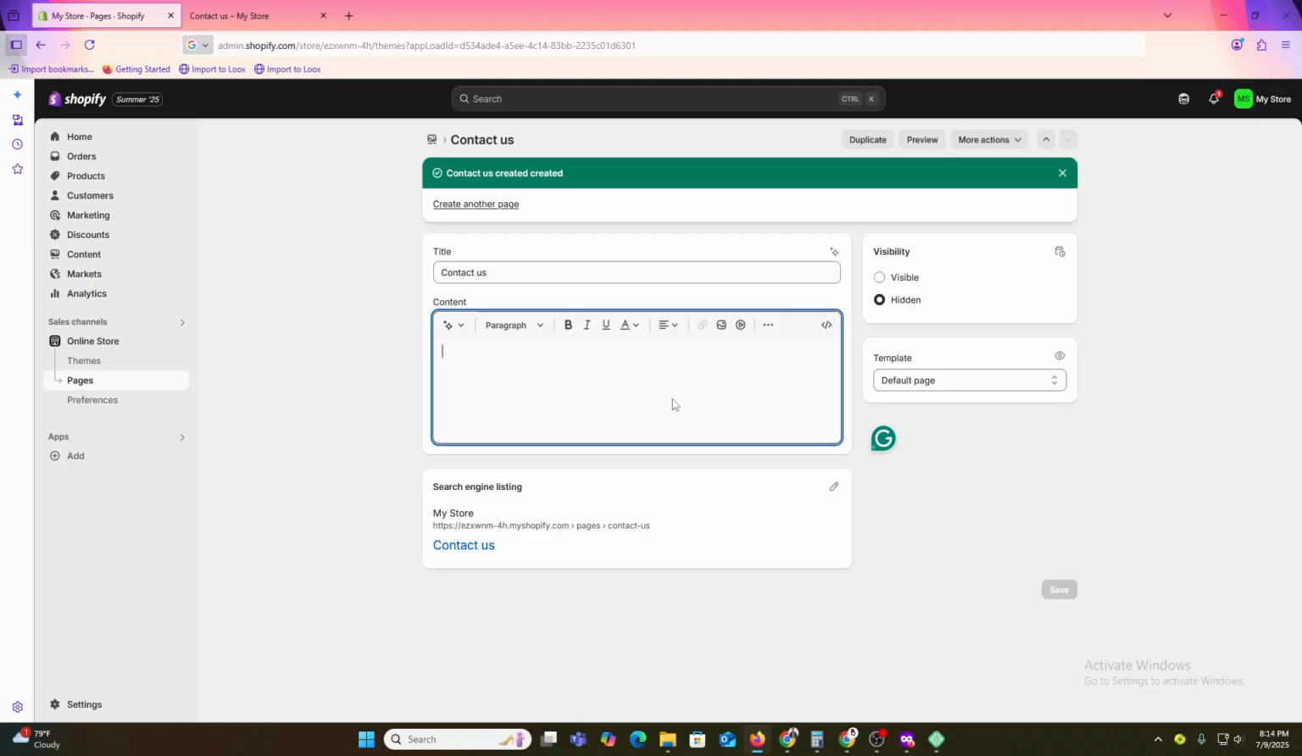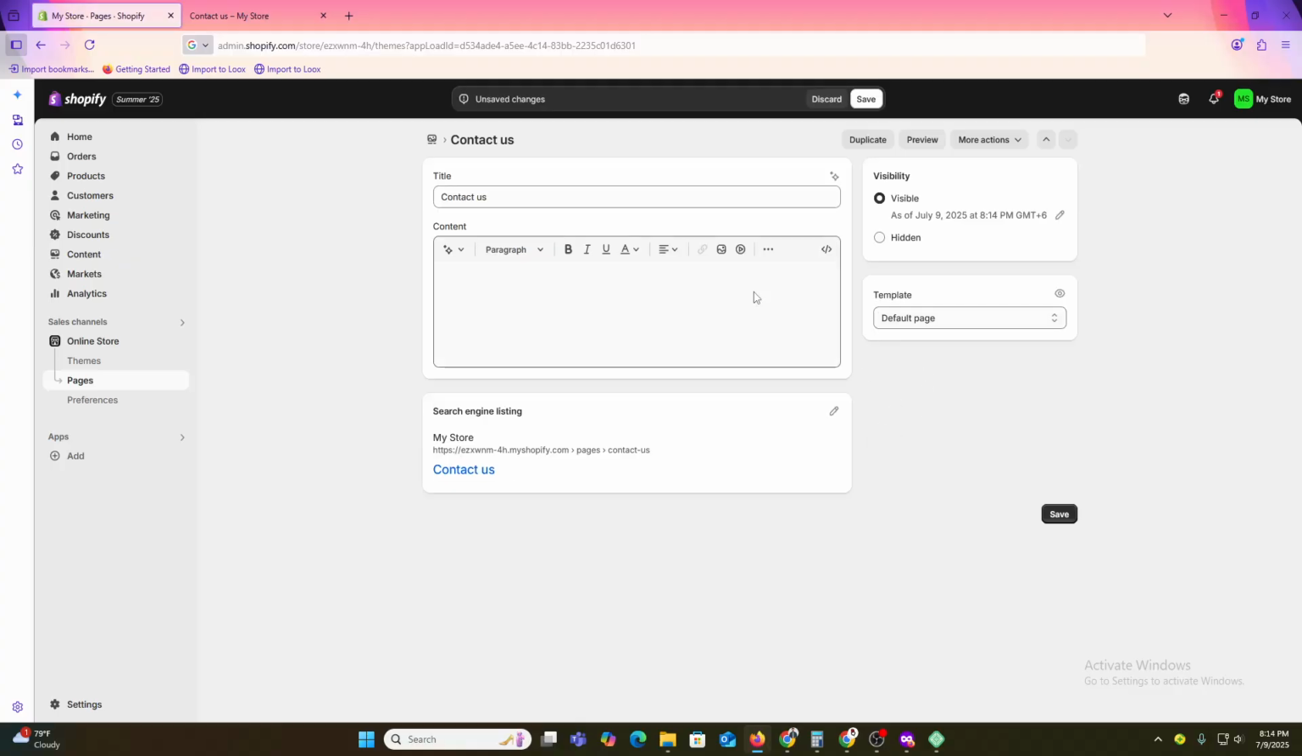So I hope you understand how easy the process was, and remember, always make the visibility visible before you save the page.